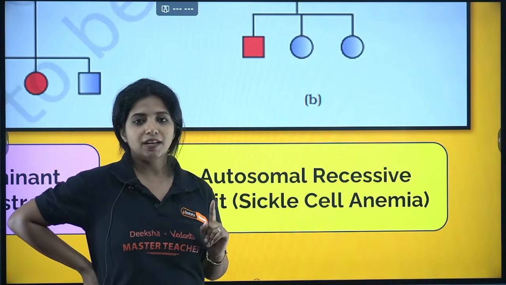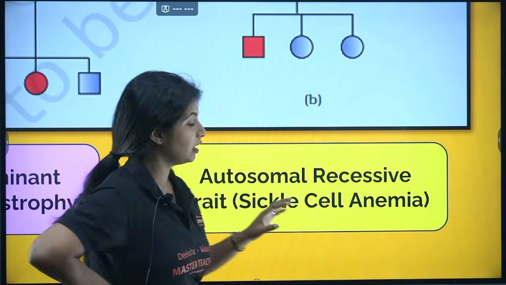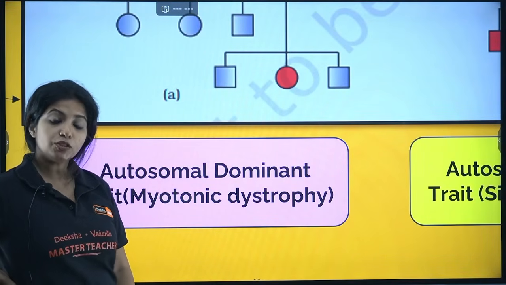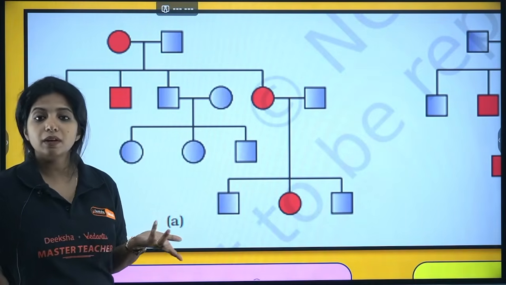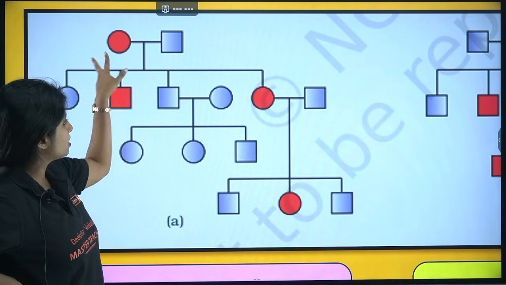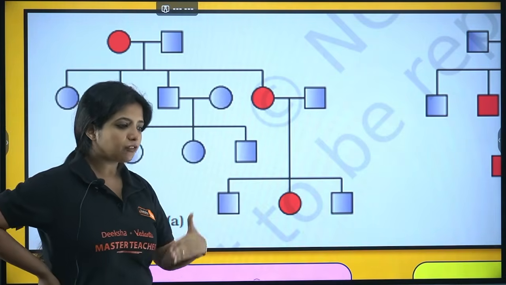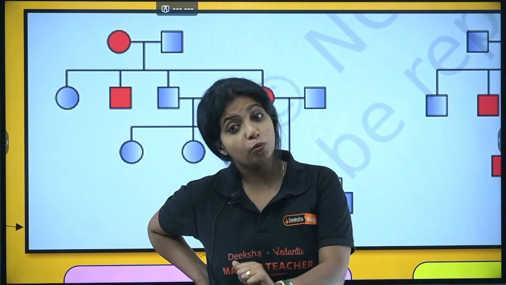Now, in your NCERT, only one dominant disorder is mentioned in the form of a pedigree, and that is myotonic dystrophy. It is an autosomal dominant disorder. It is autosomal, so again males and females will be equally affected. As you can see over here, male and female are somehow equally affected. If the females are affected more, you need not worry. Anyway, there are no conditions where only females are affected.